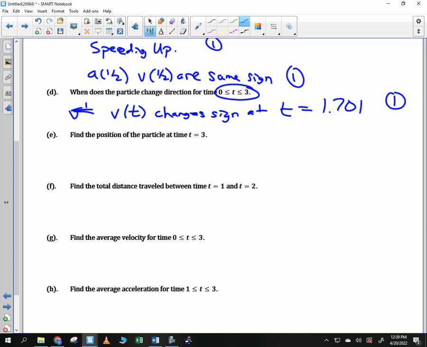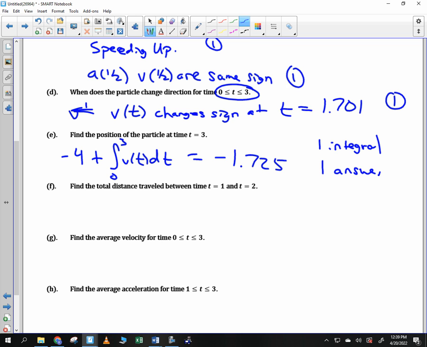Find the position of the particle. Position of the particle is negative 4 plus the integral from 0 to 3 of v of t dt. And so you should get negative 1.725. You get 2 points here: one for the integral, and then one for the answer, in case somebody plugged it in incorrectly.